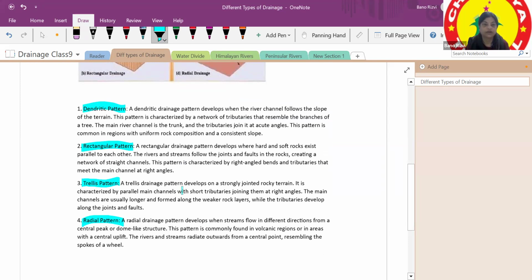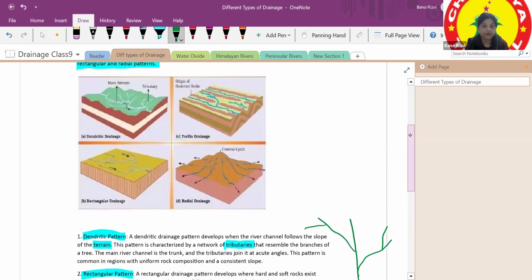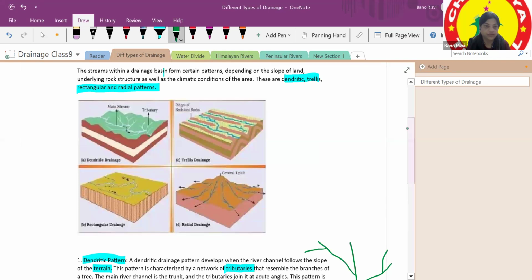So what is the dendritic drainage? A dendritic drainage pattern develops when the river channels follow the slope of the terrain. Okay, that is the mountain. The pattern is characterized by a network of tributaries that resemble the branches of a tree. So when a river is flowing this way, it flows this way, like branches of a tree. So this is the dendritic pattern. The river flows this way, and then it divides like branches of trees.